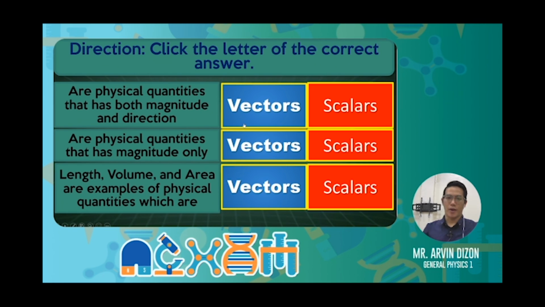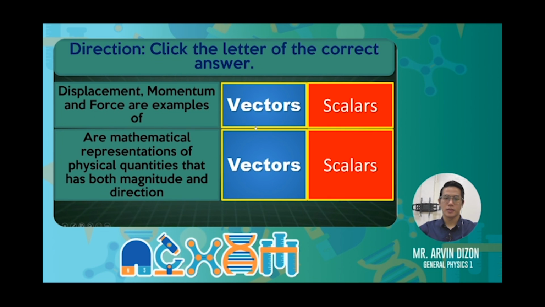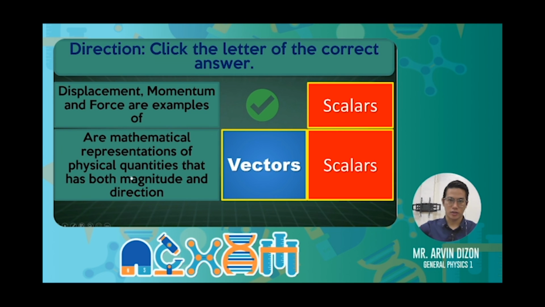Before we end this lesson, let's try our knowledge. Please answer on your own. These are physical quantities that have both magnitude and direction. Answer is vectors. Next, these are physical quantities that have magnitude only. Answer is scalars. Length, volume, and area are examples of physical quantities which are scalars. Next, displacement, momentum, and force are examples of vector quantities. These are mathematical representations of physical quantities that have both magnitude and direction.